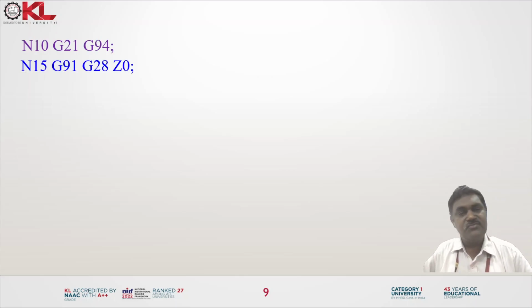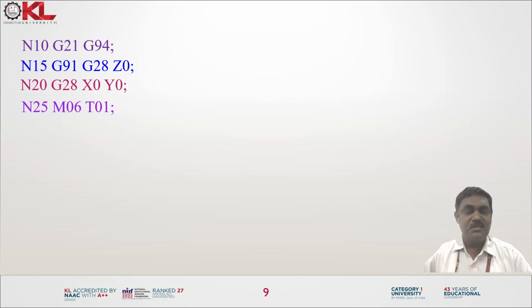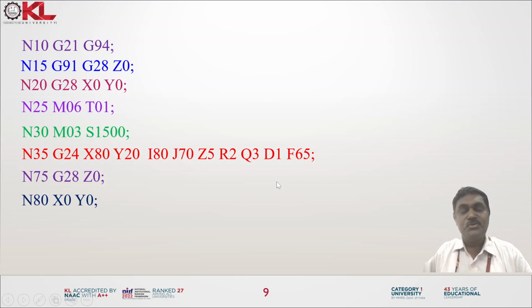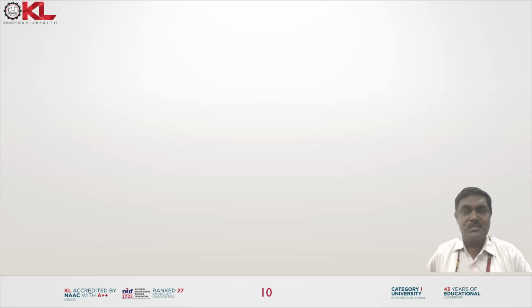Now see the program. G21, G94, G28 Z0, the tool is sent to the home position, then G28 X0 Y0, the workpiece is sent to the home position. Then tool change, T01 M06, and M03, the spindle starts rotating clockwise with a speed of 1500. The cycle is G25, here not G24 but G25: X80, Y20, I80, J70, Z5, R2, Q3, D1, F65. Then the tool is sent to the home position and the workpiece is sent to the home position, spindle stop, and program end and rewind. This is the program used to make the circular pocket.